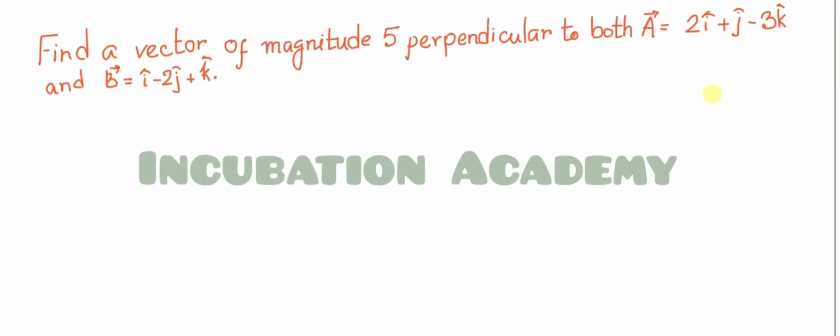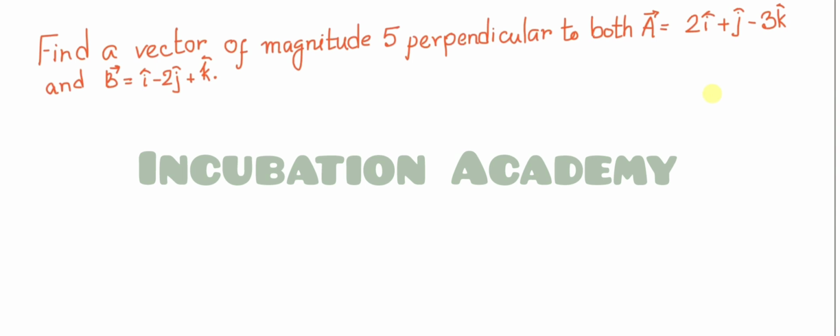Welcome everyone. The question shown here is to find a vector of magnitude 5 that is perpendicular to both the a vector and the b vector. The a vector is 2i cap plus j cap minus 3k cap, and the b vector is i cap minus 2j cap plus k cap.